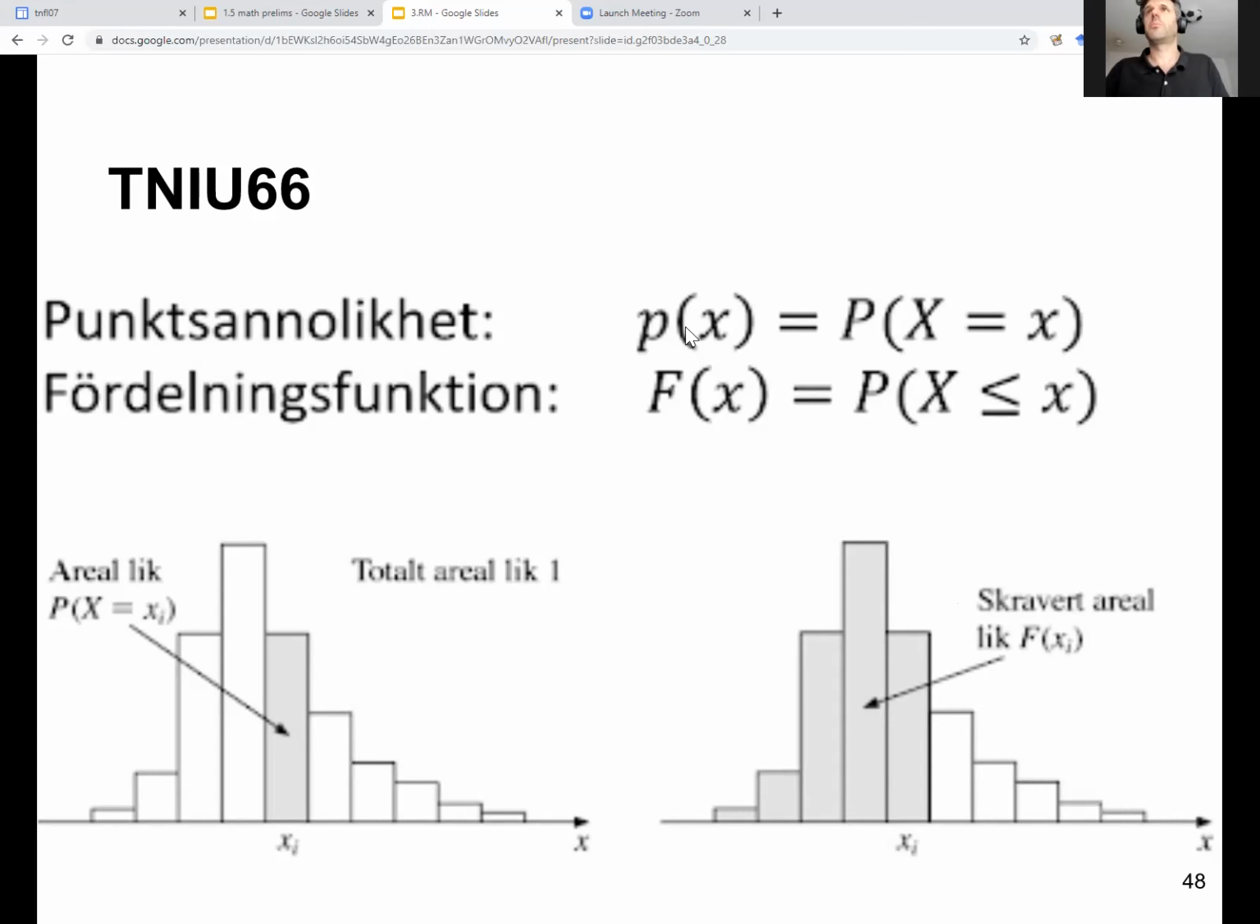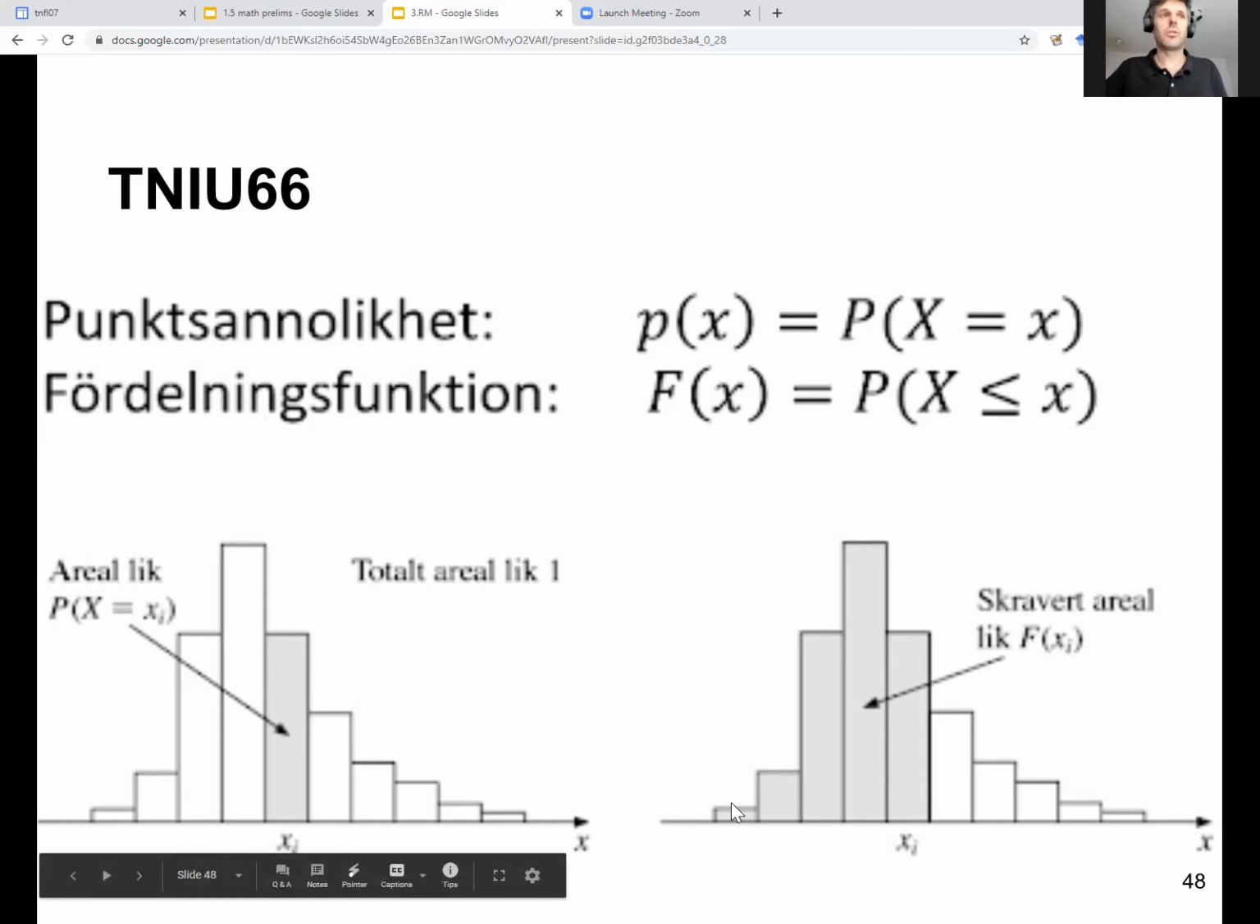So this probability mass function, here you go. That's exactly the probability of being equal to a certain number. So this gray area shaded here. And then the distribution function, that's our CDF, the cumulative distribution function. So you look at all the mass function, all the probabilities up to and including a certain value.